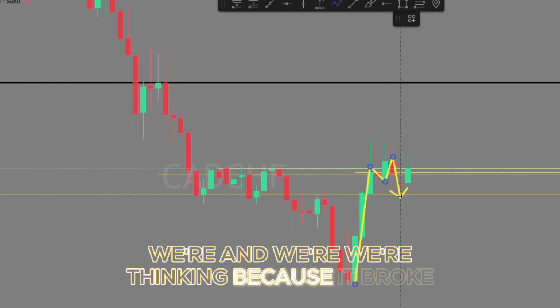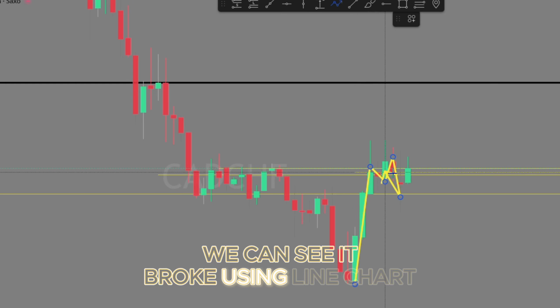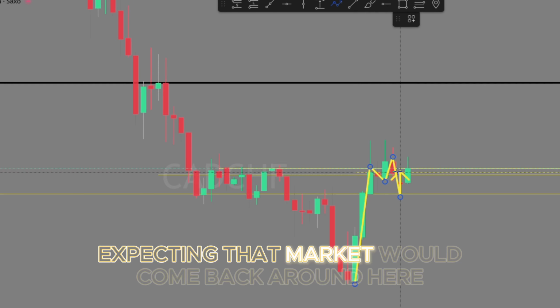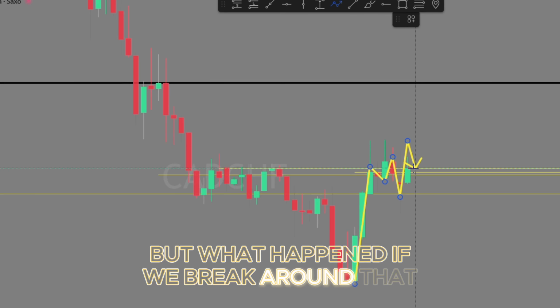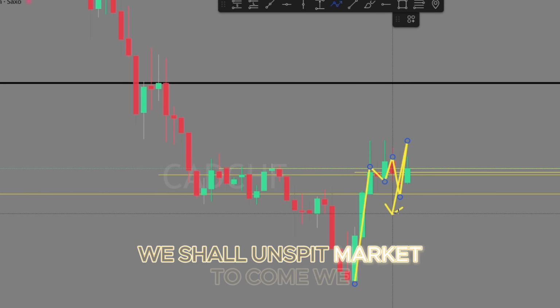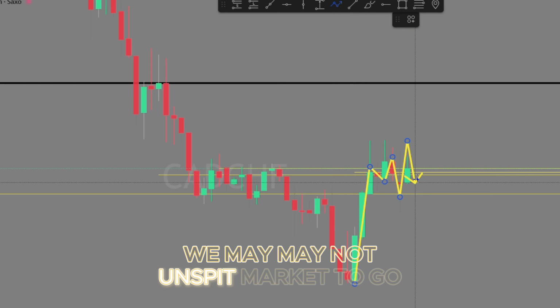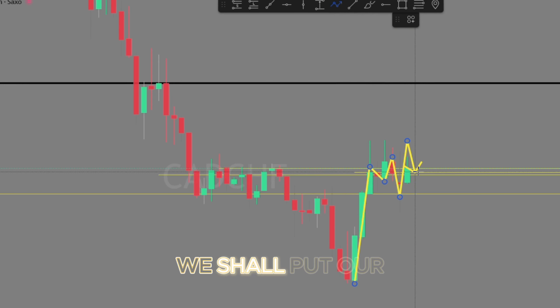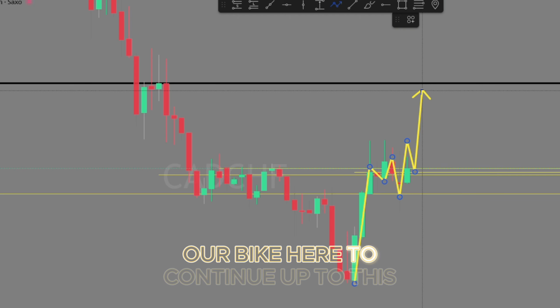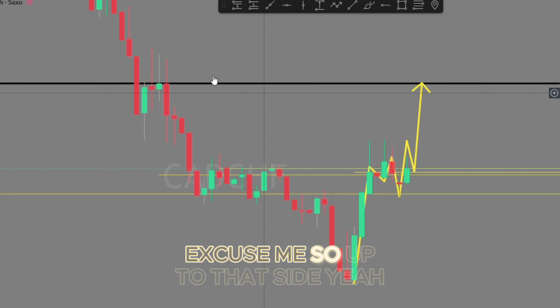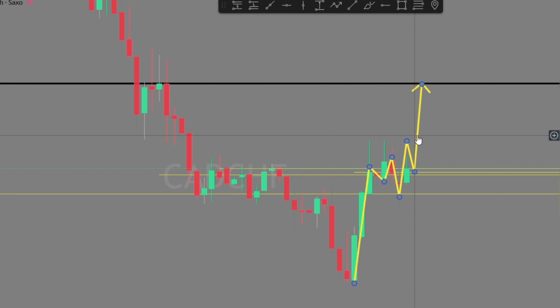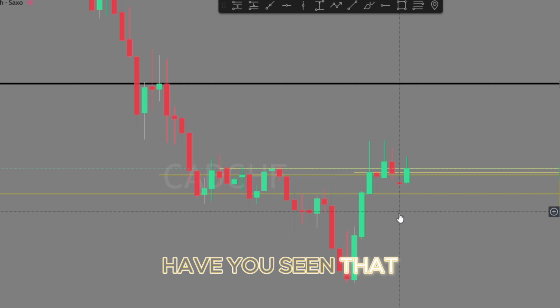because it broke, we can see it broke using the line chart, we were anticipating that the market would come back around here. But what happened? If we break above that, we shall anticipate the market to come. We may not anticipate the market to go back this side. We shall put our buy here to continue up to this side. So up to that side. Have you seen that?